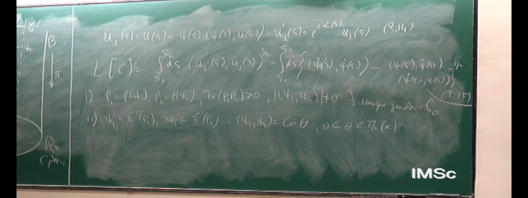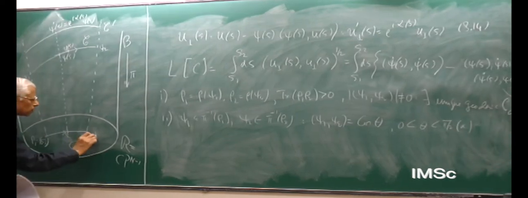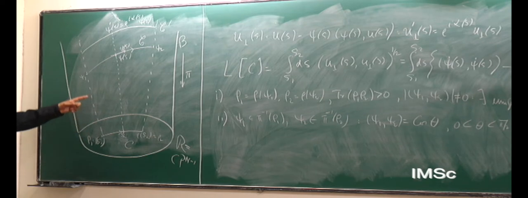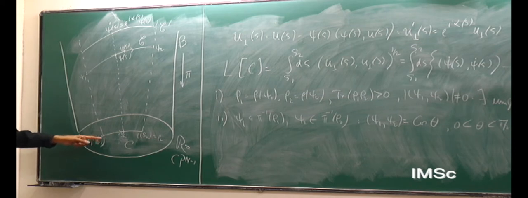No, no. Suppose this is the point rho 1. Maybe I should write it here. Rho 1 is rho of S1. Rho 2 is rho of S2. What do we mean by pi inverse of rho 1? We mean all these vectors. It is not a single vector. It's a continuous family of vectors differing from each other by phases, all of which project onto the given rho 1. So pi inverse of rho 1, that's the meaning of the symbol pi inverse.